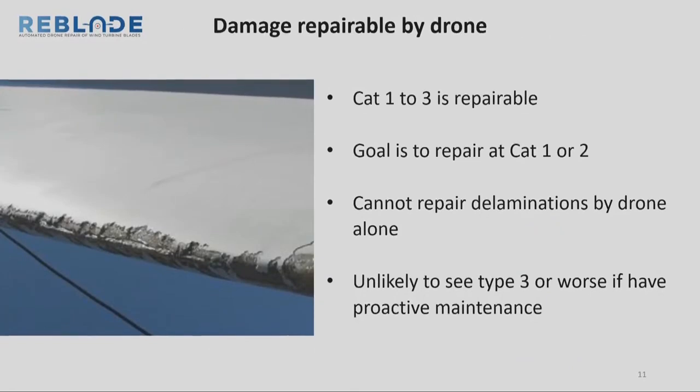So what can we do by the drone? The drone is designed to do up to about category 3. Much, much better to repair at category 1 or 2. It's faster, you're going to get a much better repair.